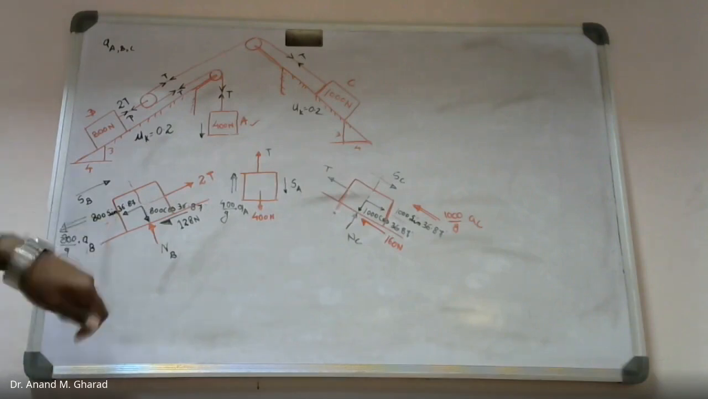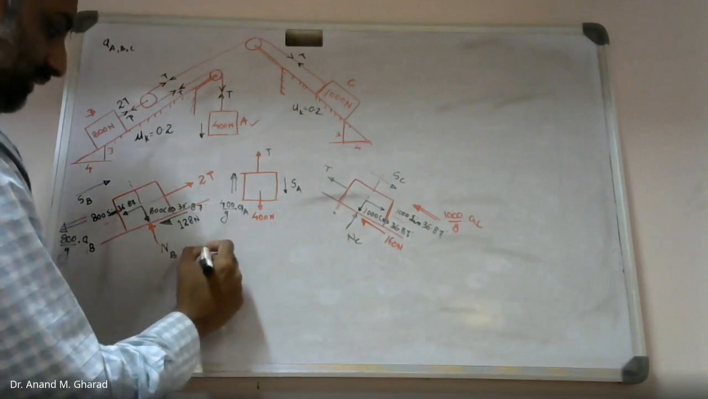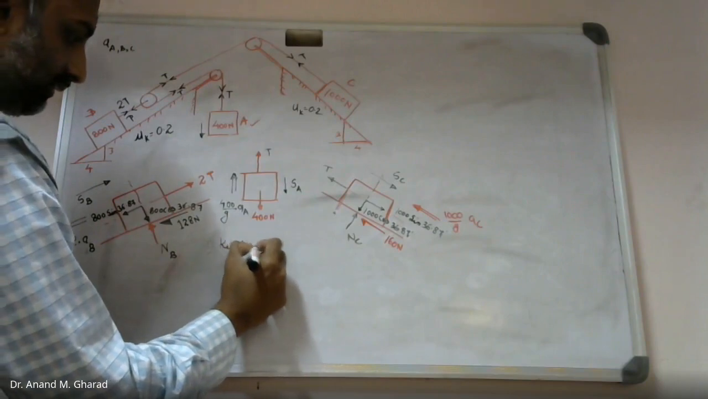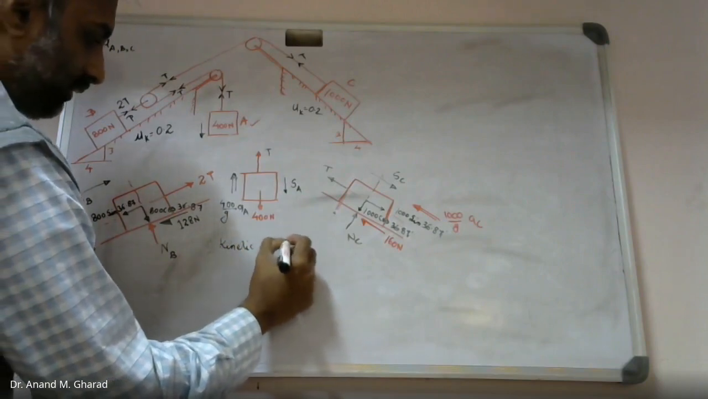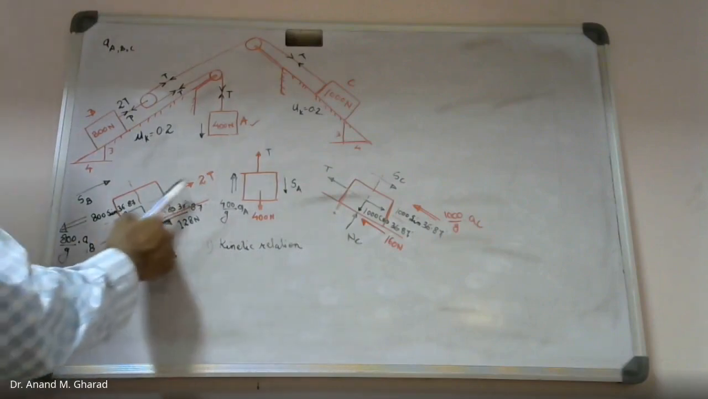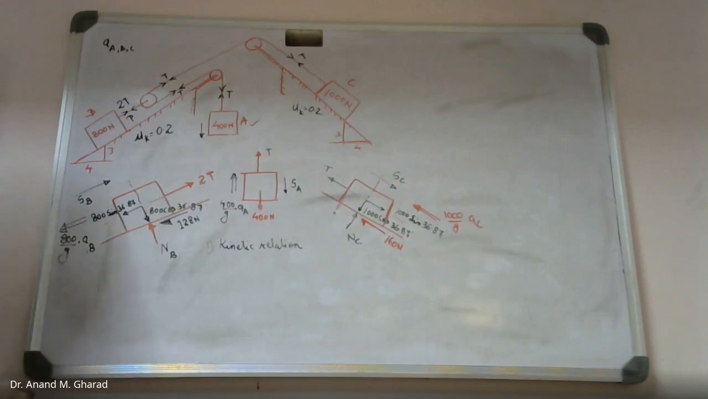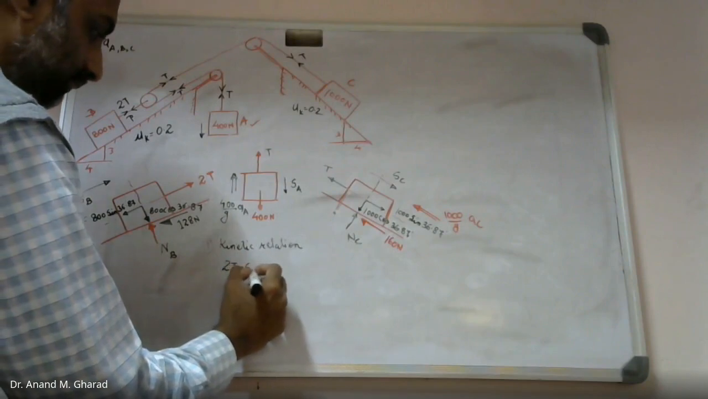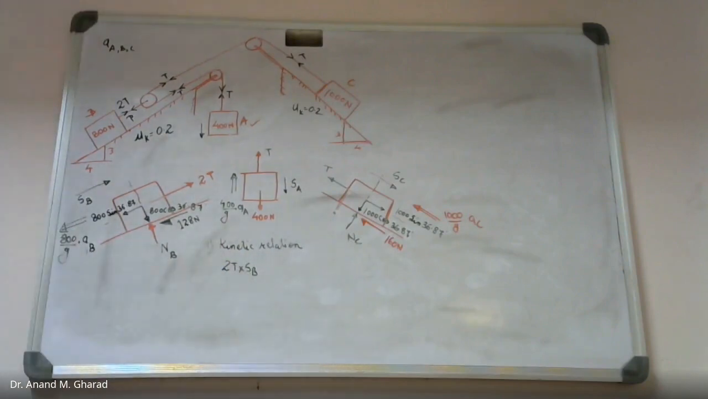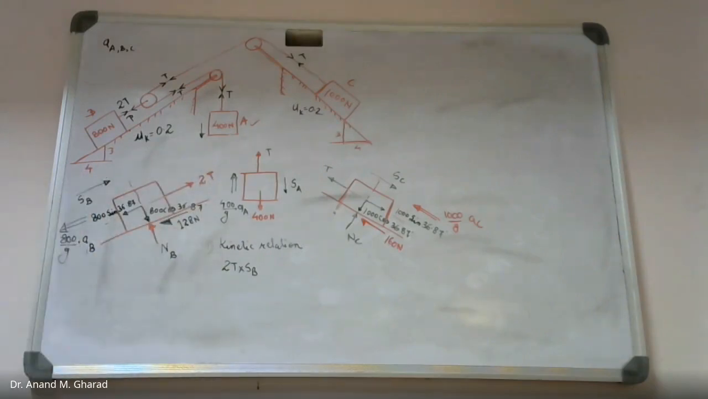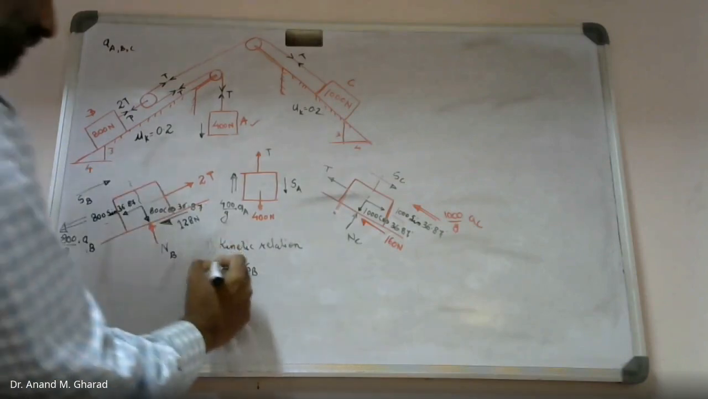Now, with respect to this, develop the kinematic relation. First of all, the kinematic relation, that is, the total internal work done should be equal to 0. 2T into SB: is it positive work done or negative work done? It is positive work done because both are in the same direction.